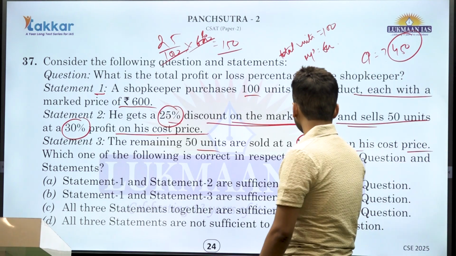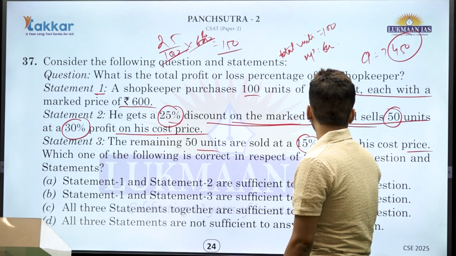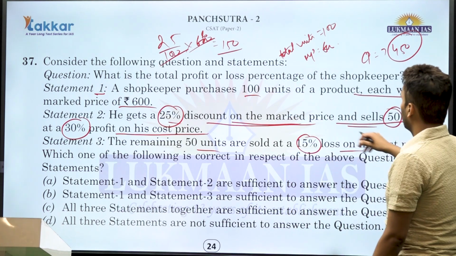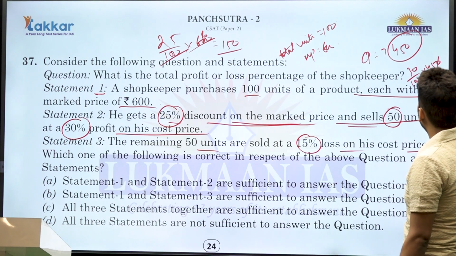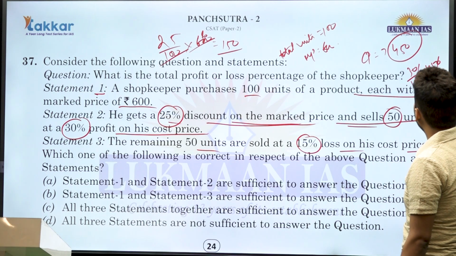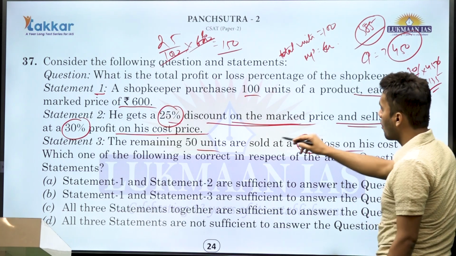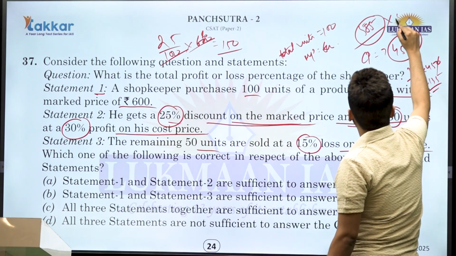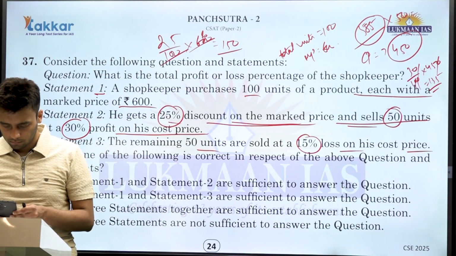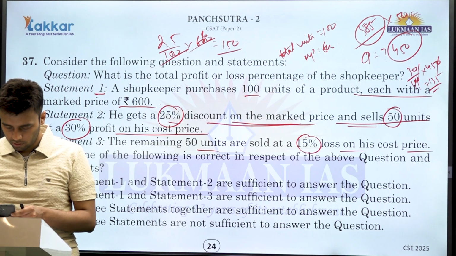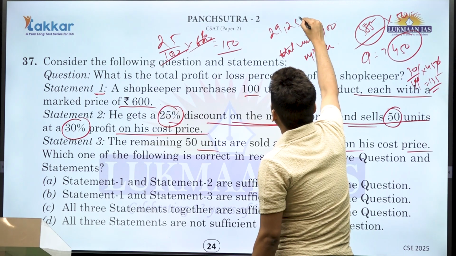Okay. And sells 50 units at a 30% profit on the cost price. So what is 30% of 450? 135. So we will add 135 to this to get 585. And how many units he sold? 50. What is this value? 585 into 50. 29,250.